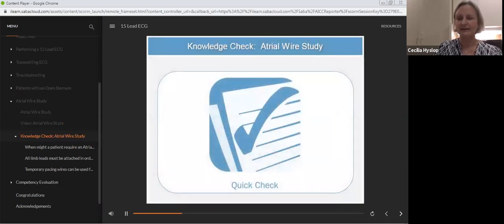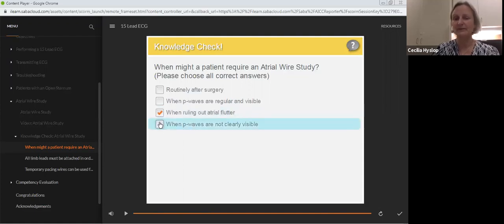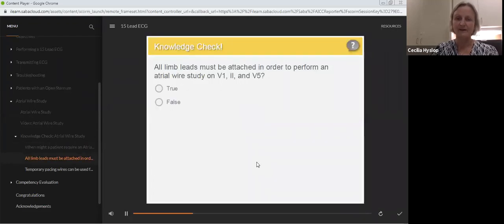Okay, so the final knowledge check then. When might a patient require an atrial wire study? Routinely after surgery when P waves are regular and visible, when ruling out atrial flutter, when P waves are not clearly visible. The only 2 indications are ruling out atrial flutter and when P waves are not clearly visible. All limb leads must be attached in order to perform an atrial wire study on V1, lead 2, and V5, and that's true.